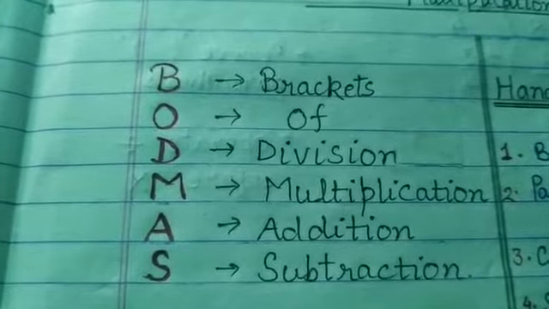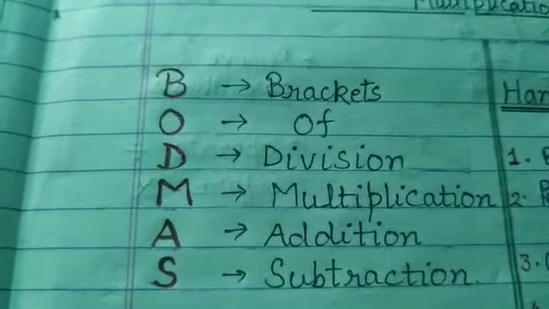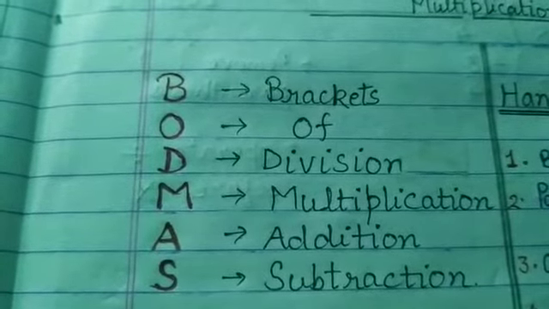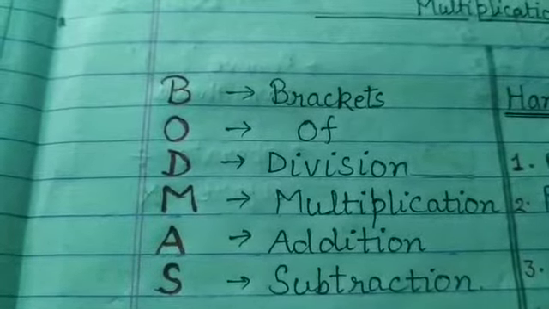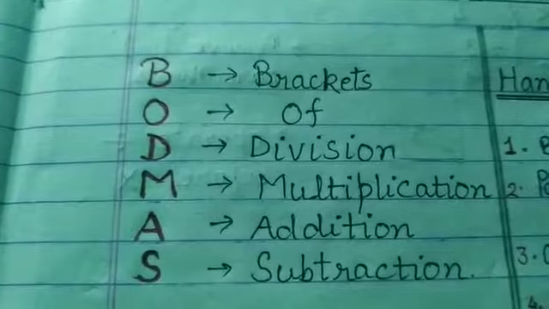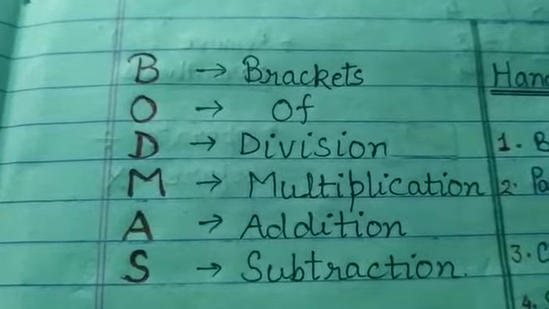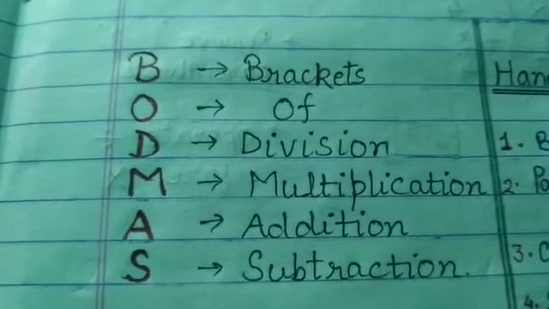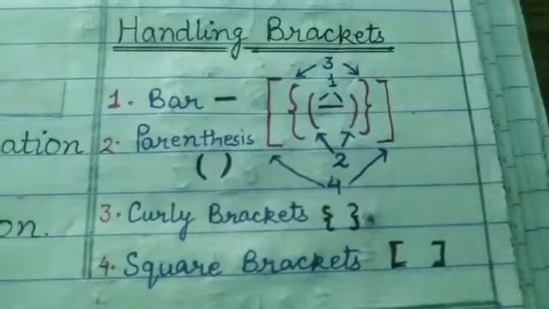What is BODMAS? BODMAS actually helps us to find the sequence of operations which we have to perform while solving any expression. BODMAS is a short form of this. B stands for bracket, O stands for of, D stands for division, M stands for multiplication, A stands for addition, and S stands for subtraction.